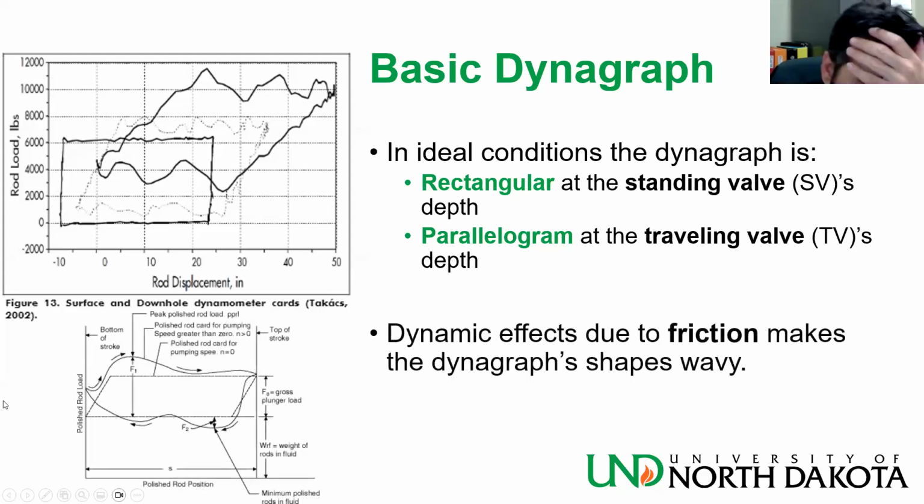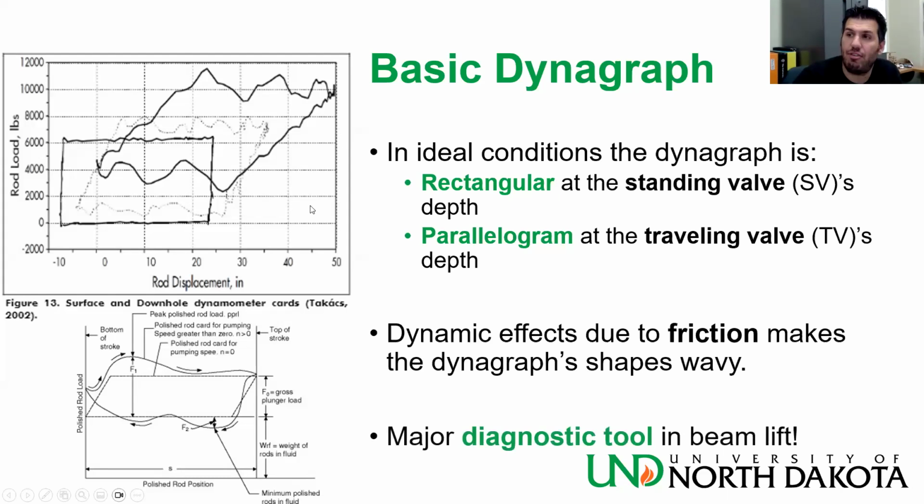Now, what this thing is that you put on the polished rod and downhole is basically what we call a strain gauge. It measures how slimmer the tube is becoming, and from that, it infers the load. Dynamic effects due to friction make the dynagraph shapes wavy. It's a major diagnostic tool for the beam lift.